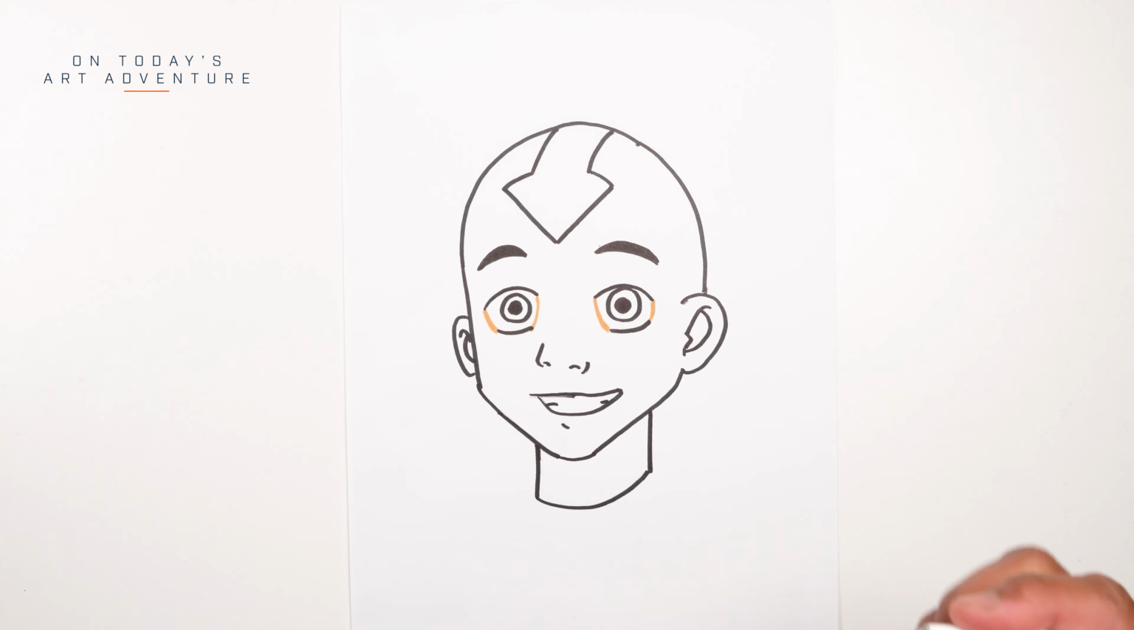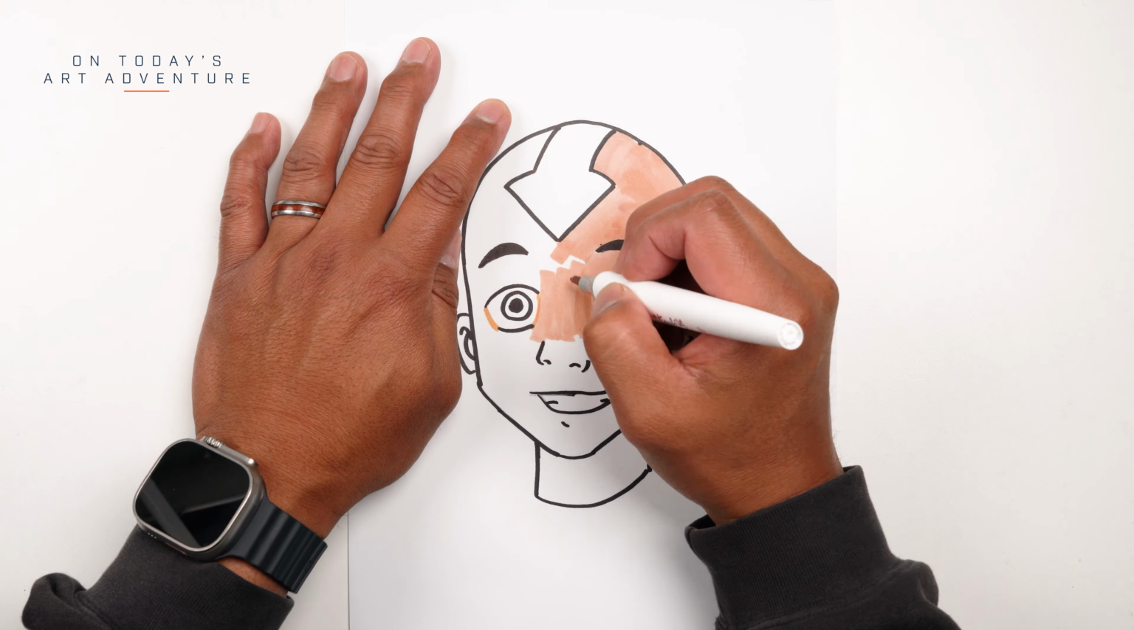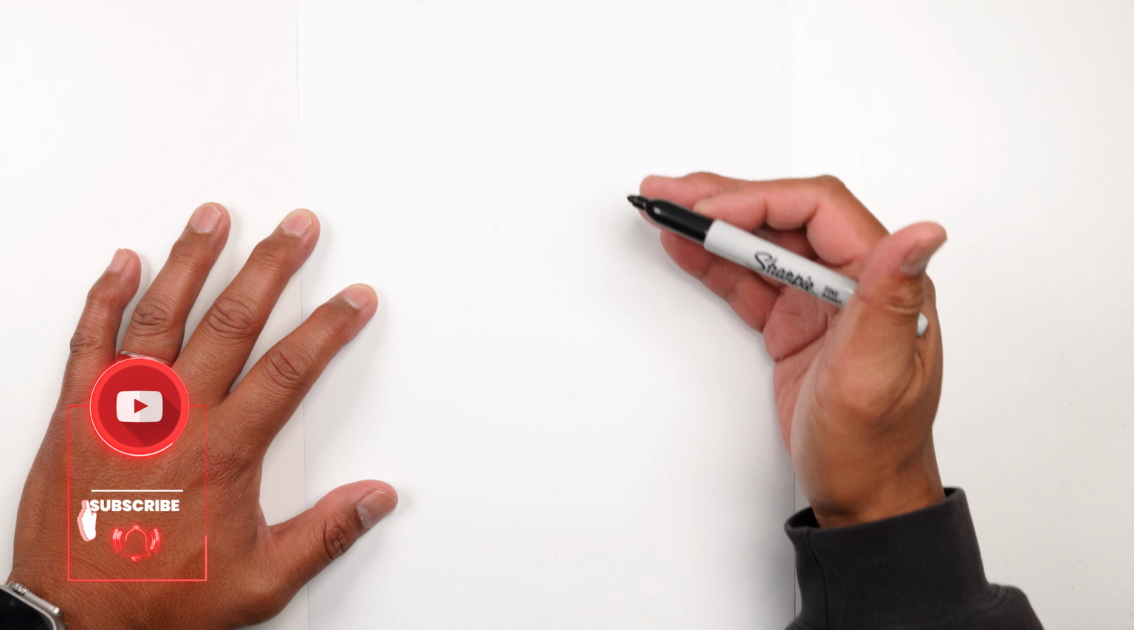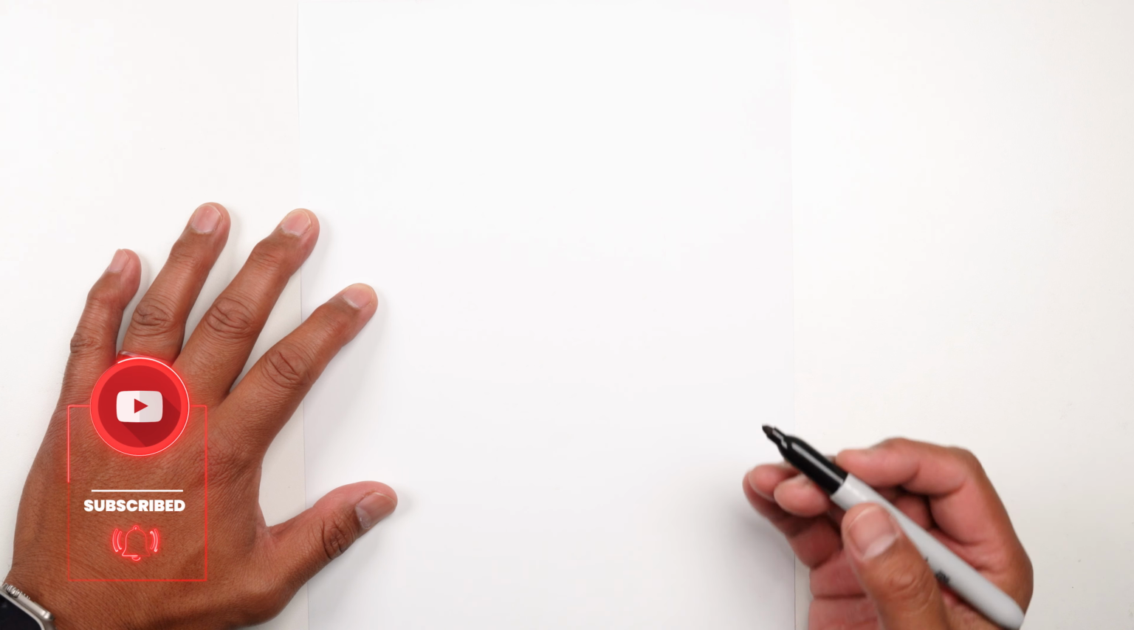Hey there artists, today we're going to learn how to draw Aang from Avatar, The Last Airbender. So let's get started. I'm going to start off with his eyes first. The reason I'm going to go with the eyes is it'll give me an idea of how I'm going to proportion his head from top to bottom.